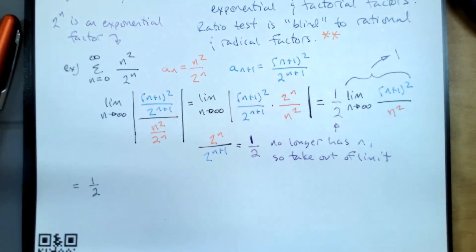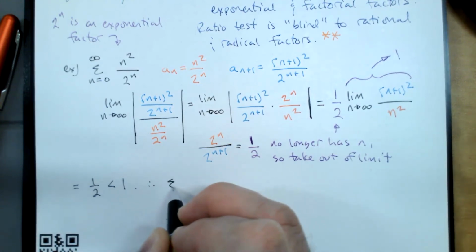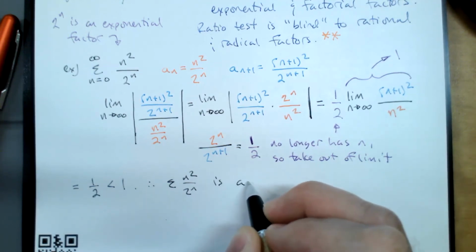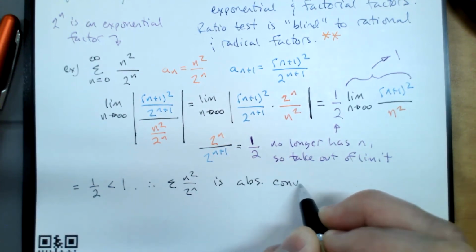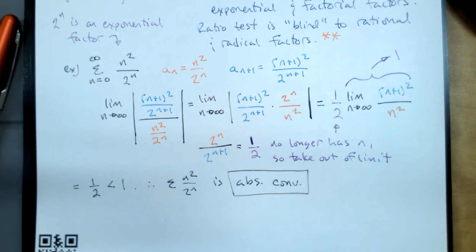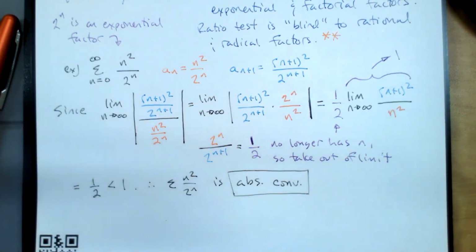And 1/2 is less than 1. Since we're doing the ratio test, 1/2 is less than 1. Therefore, the series is absolutely convergent. This would be all the details that we need to show the ratio test in operation on this particular series.